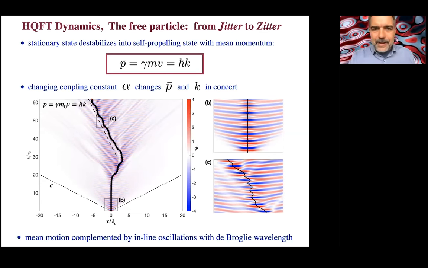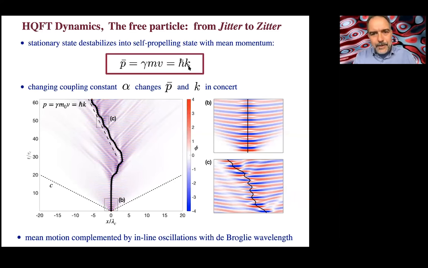But let's look at the dynamics. It turns out in the dynamics, again, we have one free parameter, which is the forcing, this coupling constant. So the particle bounces in place, but then above a critical alpha, it starts moving, and it starts moving in such a way that P equals H bar K. Changing alpha changes the speed. As we increase the coupling constant, how the particle moves in response to gradients of the wave changes. The thing goes faster, but it always moves in such a way that P equals H bar K.